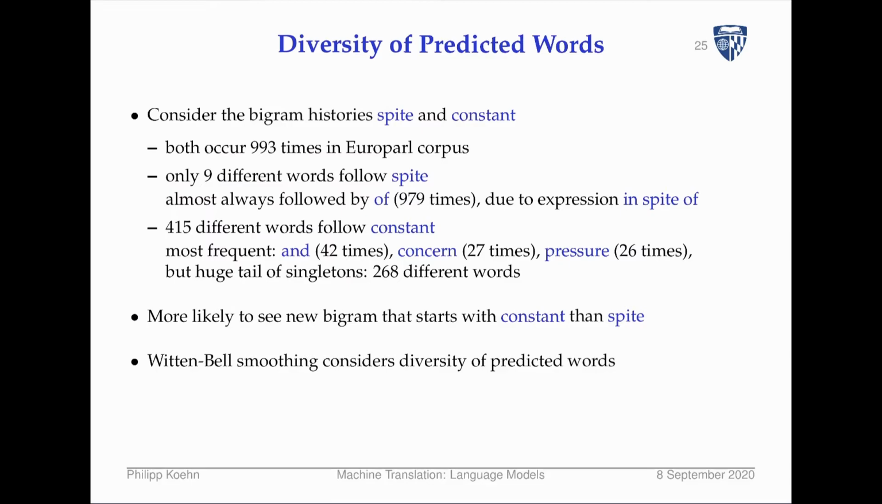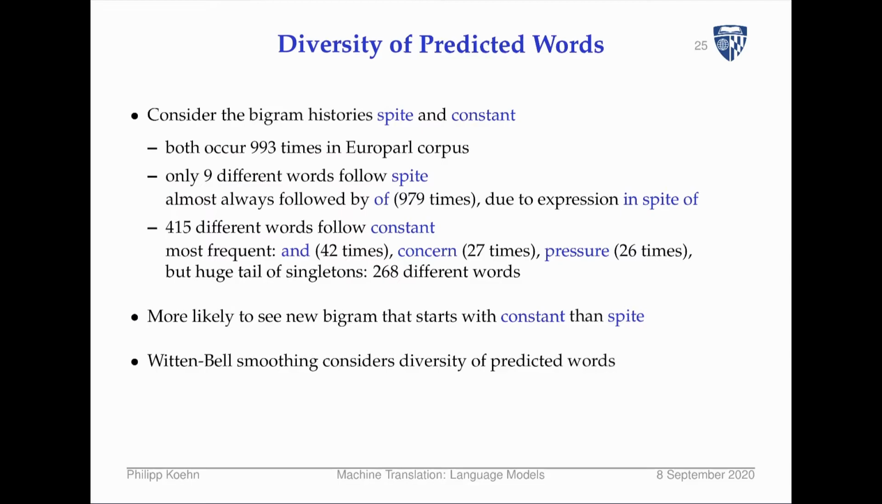Let's also consider the diversity of predicted words. What does that mean? Consider the bigram histories spite and constant. What words do I predict from the history spite? Which words do I predict from the history constant? I chose these two words because both of them occur an equal number of times in the European Parliament corpus. They both occur 993 times.